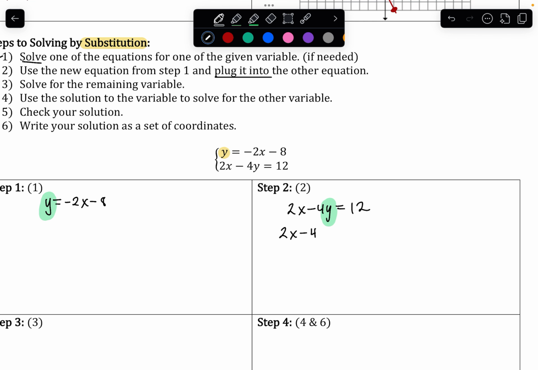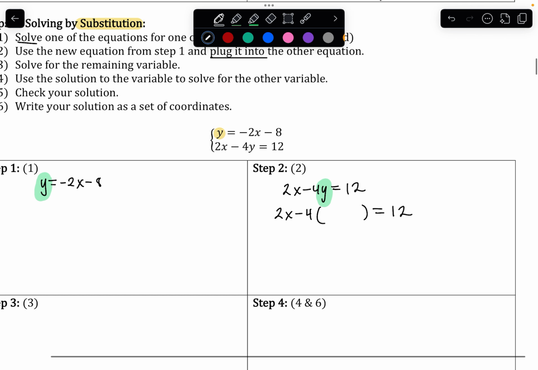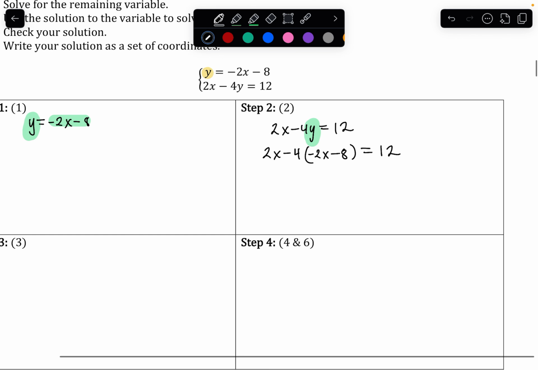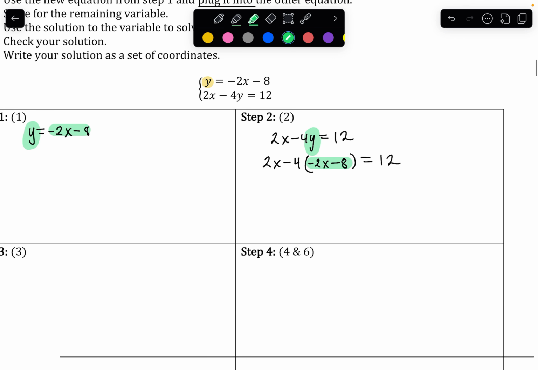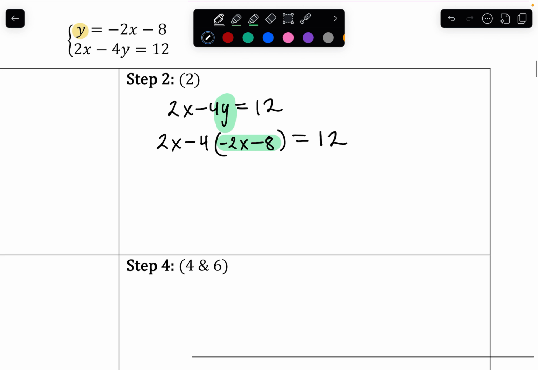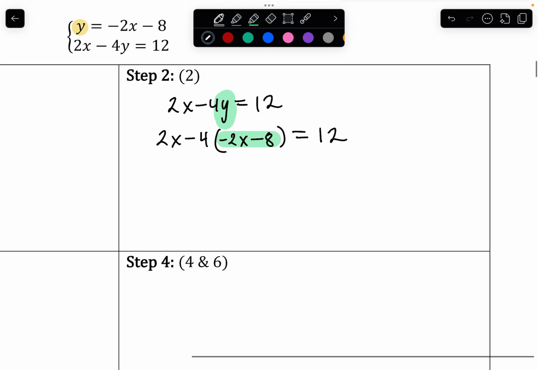Recopy this equation without the y and leave some room, put a blank set of parentheses, and we are going to replace it with negative 2x minus 8. That's the substitution. We're going to put the negative 2x minus 8 into those parentheses. The reason we want to do that is because now I've got an equation that only has x's, and so I can solve this one variable equation for x.